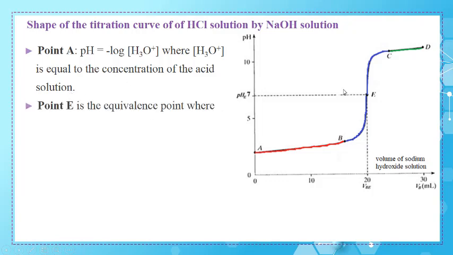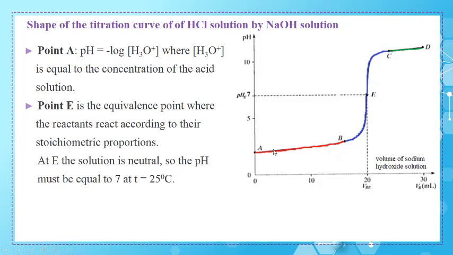Now, the point E is called the equivalence point, where the reactants react according to their stoichiometric proportions. It means at E, we have no more acid, no more base, because the acid existing in the beaker reacts with the base added from the burette with the equal amount to their stoichiometric coefficient. So the pH is neutral, it is 7. The coordinates of point E: the abscissa here is the volume of the base added at this point, and the ordinate here is the pH, which is usually 7 in our case.